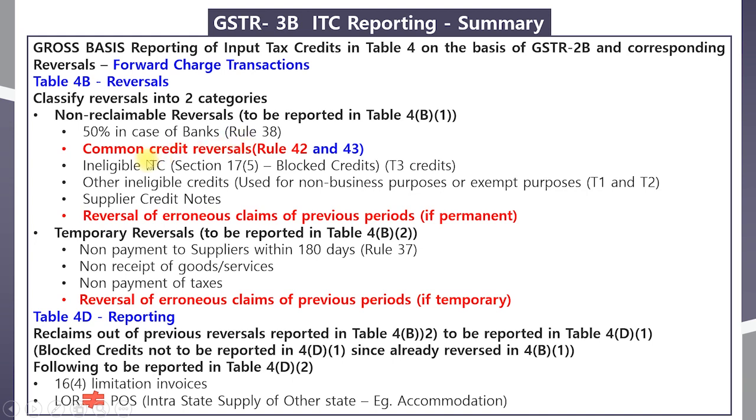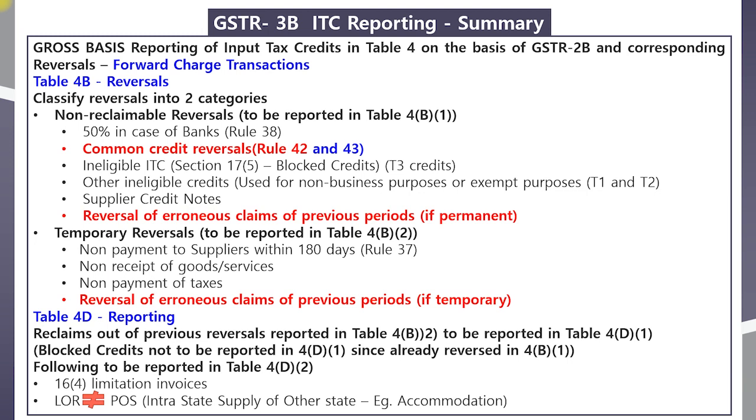The common credit reversals, again, there is an issue if the common credit reversals are recalculated at the year end and there is a reclaim at that point in time, putting it under 4B1 may land us in trouble. So we may have to take a call regarding this. I'm explaining an illustration in the coming slides. Similarly, the ineligible ITC, the 17(5) blocked credits, which in the rule we call the T3 credits, also need to be reported in this 4B1. Other ineligible credits, let's say used for non-business purposes or purely exempt transactions, that is the T1 and T2 credits, also need to be reversed under 4B1.